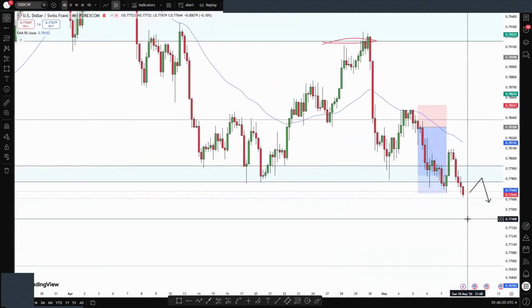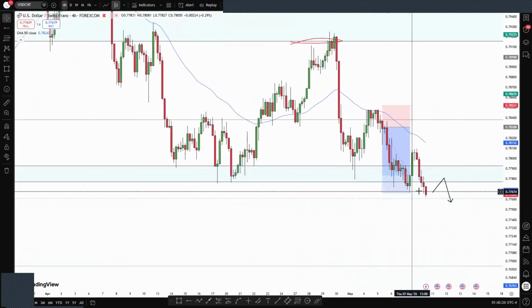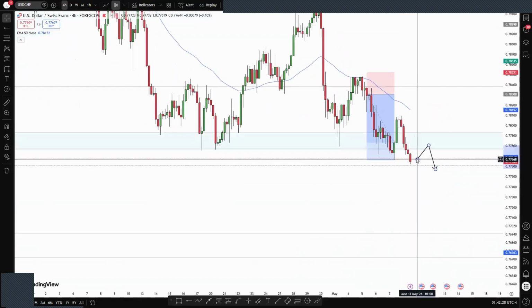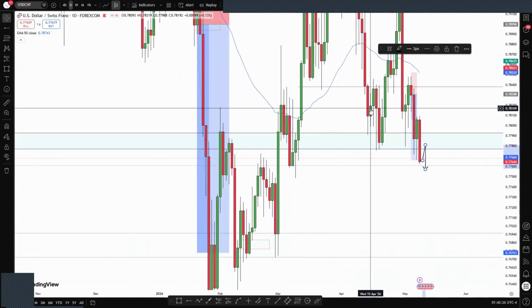Euro CHF. The same thing as I explained to you earlier. I just need that retest at this level, then I'll sell. Let me show you something.